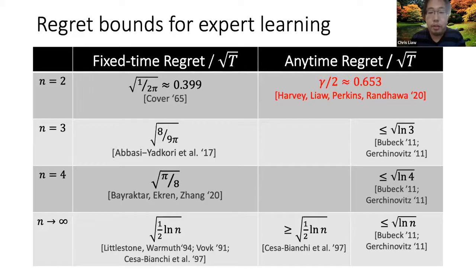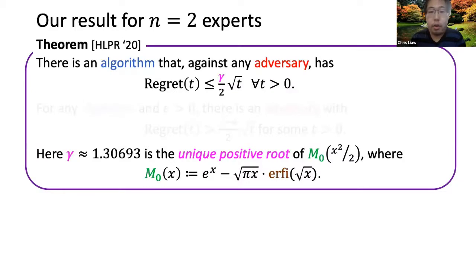Okay, this is the first tight result in the anytime setting. One thing I want to stress is that the important thing here is not really the numeric value of this constant. We really want to understand what are the techniques that might be required to develop optimal algorithms in this setting. Okay, so formally our result is as follows. We show that for n equals 2 experts, there is an algorithm that guarantees against any adversary that the regret is upper bounded by gamma/2 times square root t. Okay, and this bound holds at all points in time.